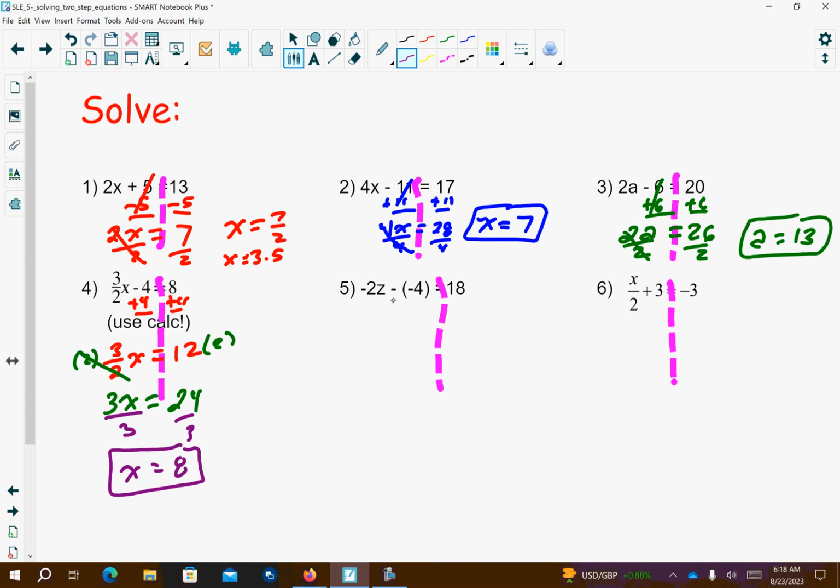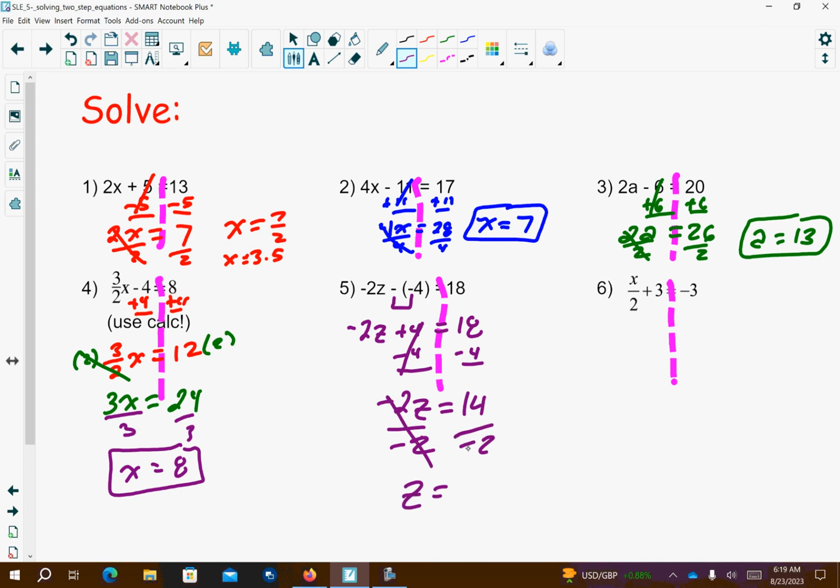Problem number 5. Oh, no, we have the negative, negative. So let's take care of the negative, negative first. So that's going to become a positive 4. Then I'm going to go ahead and start getting z by itself. Those cancel out. Okay, negative 2z equals 18 minus 4 is 14. Divide each side by negative 2. So if you go 14 divided by negative 2 on a calculator, you wind up getting an answer of negative 7. Watch your signs on that, okay?